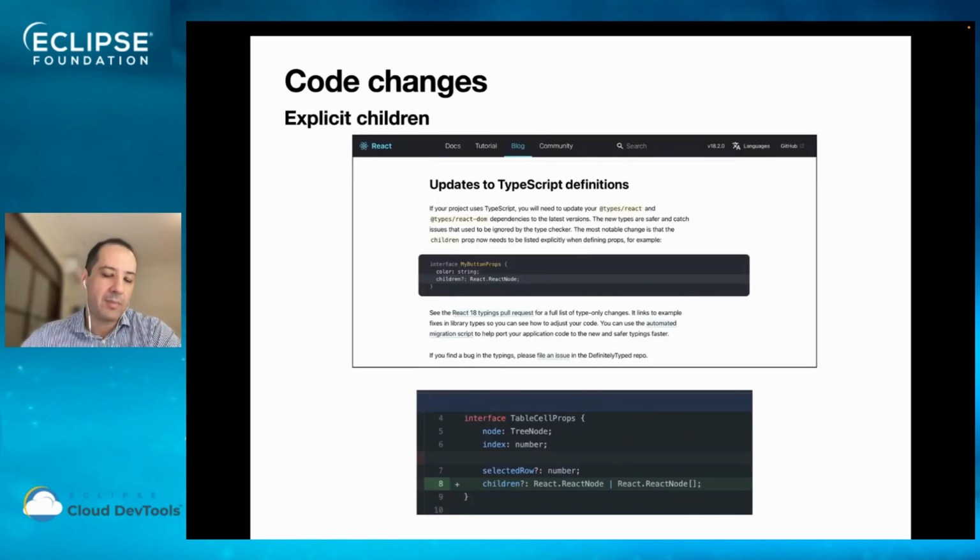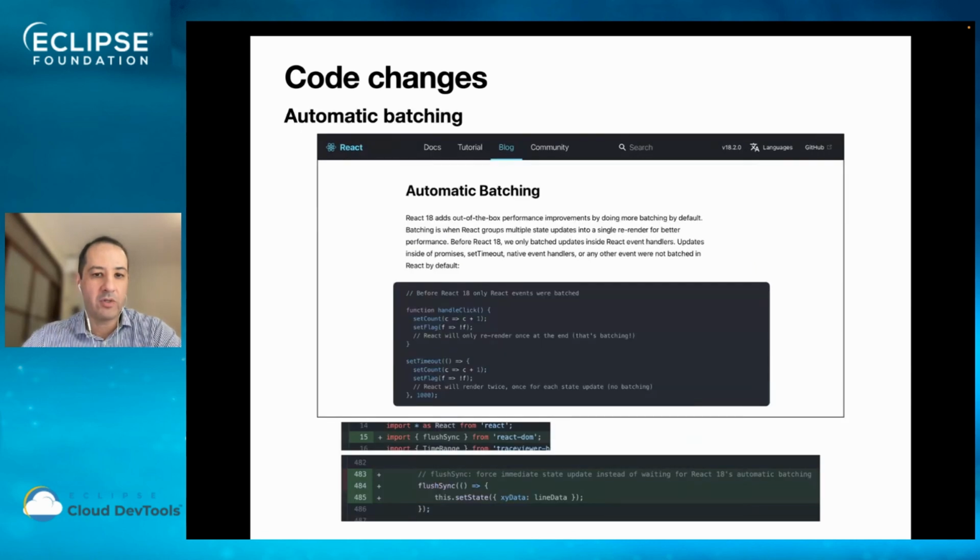Next, if you're using TypeScript, for example, you start having problems with the children property. So this was declared by TypeScript for you automatically, and no longer that's the case. So you have to actually go there in your code and write it down. This is easy to fix because your compiler will tell you where you have to do this.